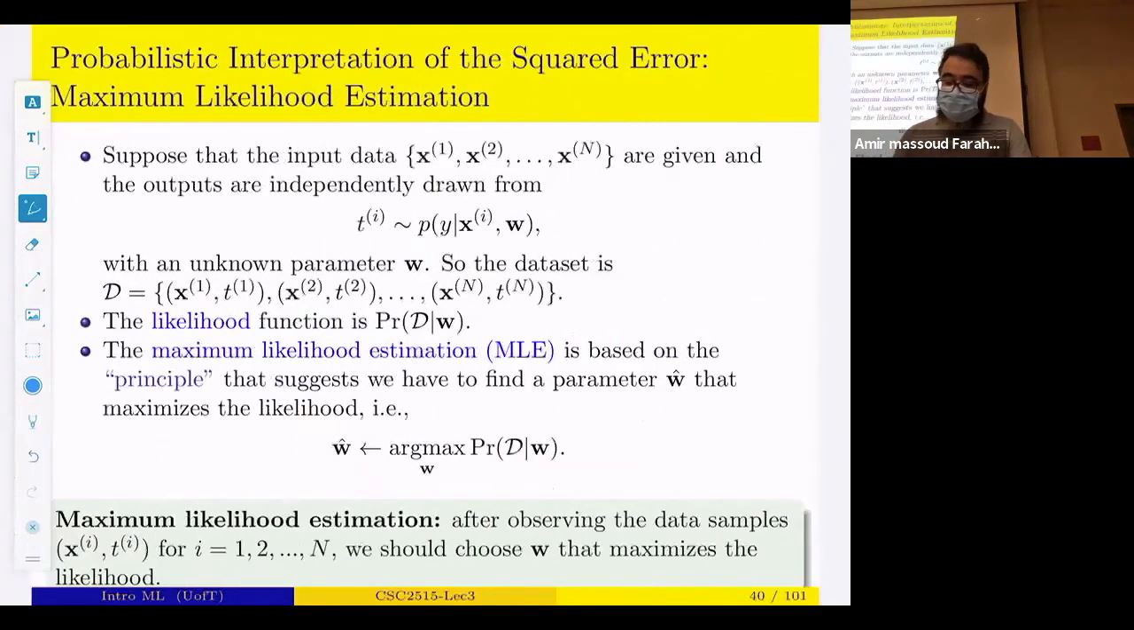And if that's the case, then we see that if we follow the maximum likelihood estimation process, we get to this squared error loss. So how many of you remember maximum likelihood estimation from your statistics course? Some of you.